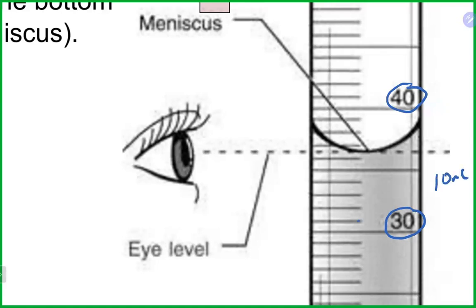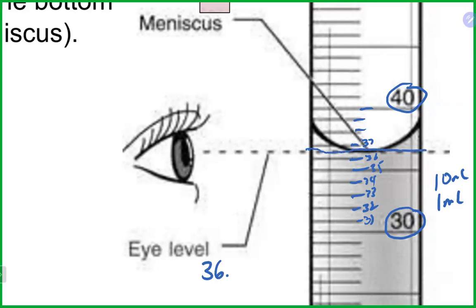Again, we have 1, 2, 3, 4, 5, 6, 7, 8, 9, and 10 markings. So in this case, each of the small markings is going to be 1 milliliter. So that's 31, 32, 33, 34, 35, 36, 37, hiding back there. So obviously here we can see it is at least 36. We're going to read from the bottom of the meniscus as we can see here with our eye.